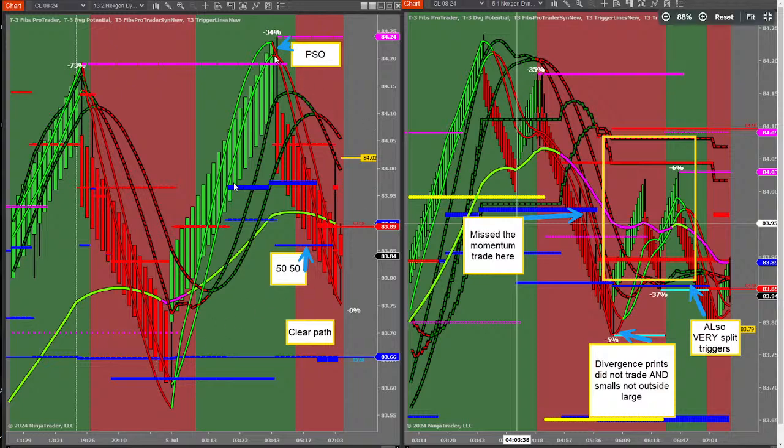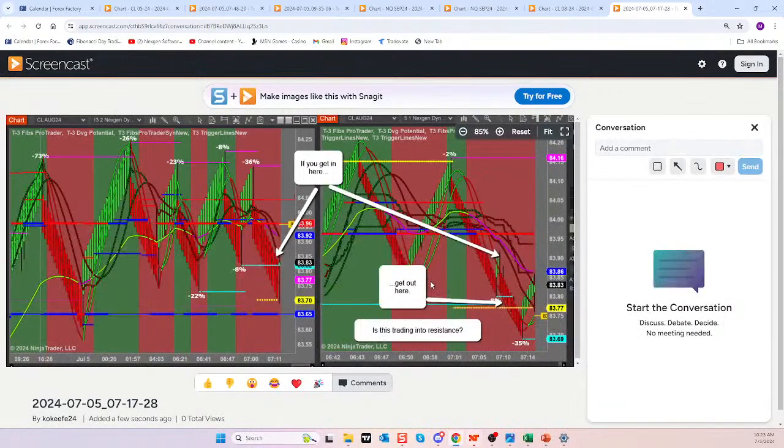But this is great, right? The triggers get through, so it's not a strong top. It is a 50-50, but guys, look at this. It's a 50-50 on 1, 2, 3 areas. Divergence prints, triggers are split, and Jen says, that's just not my money. I'm going to sit this one out because it's not pretty. And I love that, Jen. Great job.